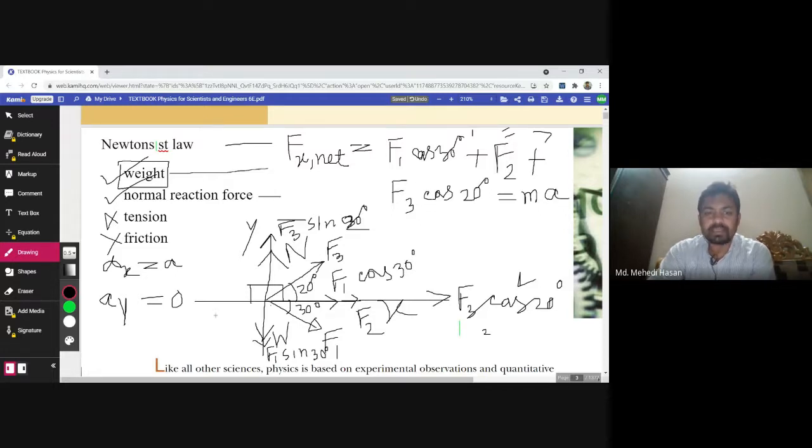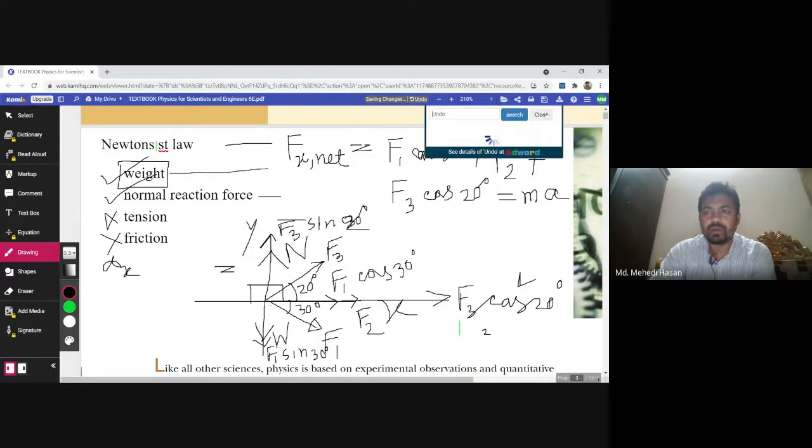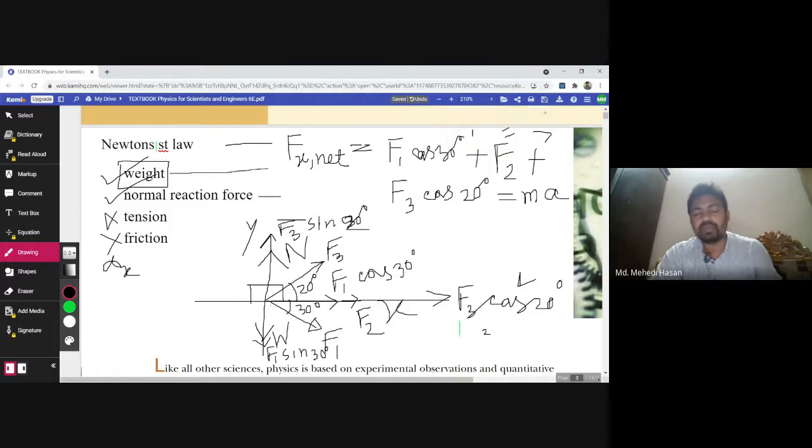Now along the y-axis, if we take the y component of this equation, then according to Newton's second law, net force along y is equal to m ay. Okay, so we consider the y net force.